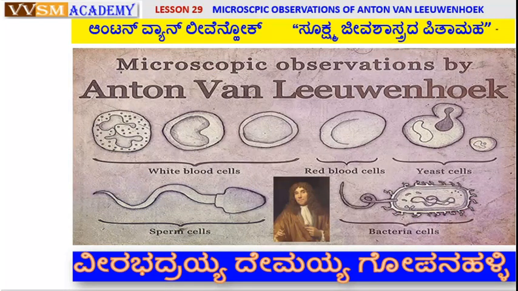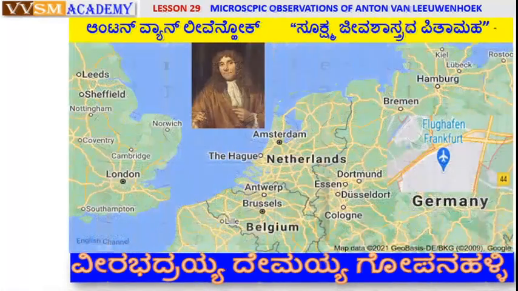Anton van Leeuwenhoek's microscopic observations. I have collected the information: Anton van Leeuwenhoek's observations regarding white blood cells, red blood cells, yeast cells, sperm cells, bacteria cells, etc. So these are the important collections from VBSM Academy.